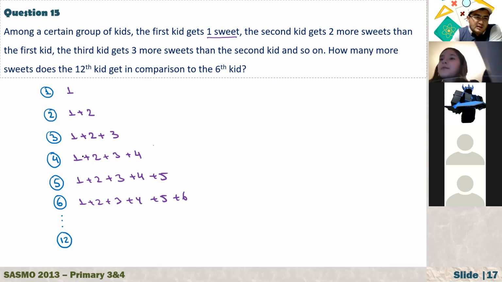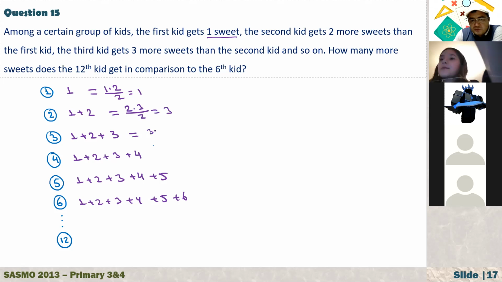How many more sweets does the 12th kid get in comparison to the 6th kid? So that means here 12, right? And just one thing, these are sums of the natural numbers. How do you find the sum of these natural numbers? We have this formula. It is 1 times the next number, 2, over 2. That's equal to 1. And how about this one? The last number is 2. It is 2 times 3 over 2. That's equal to 3.